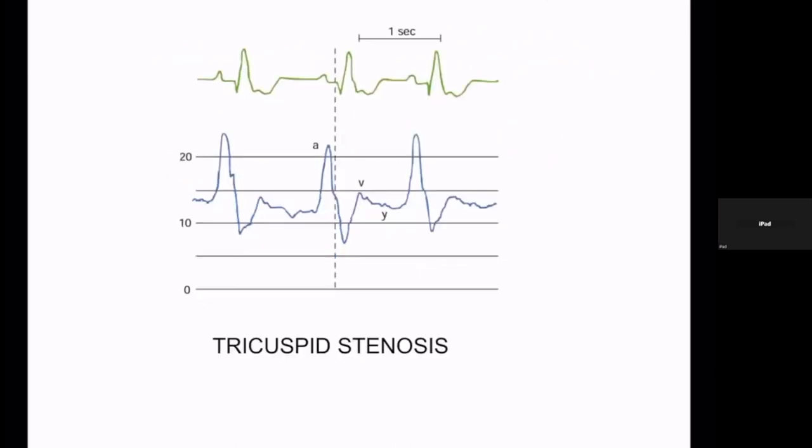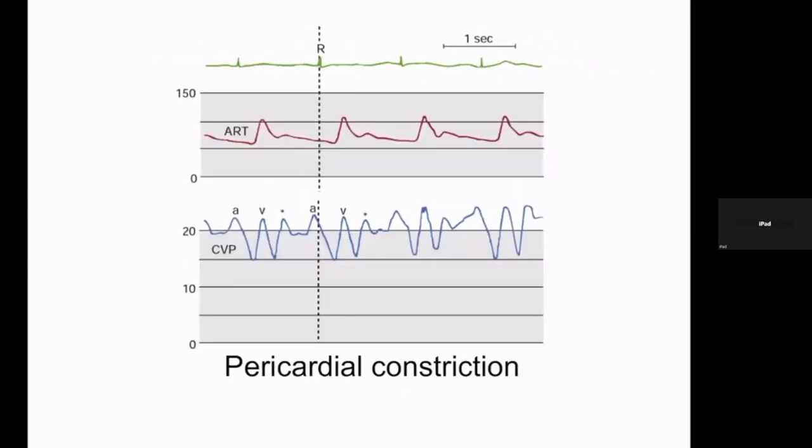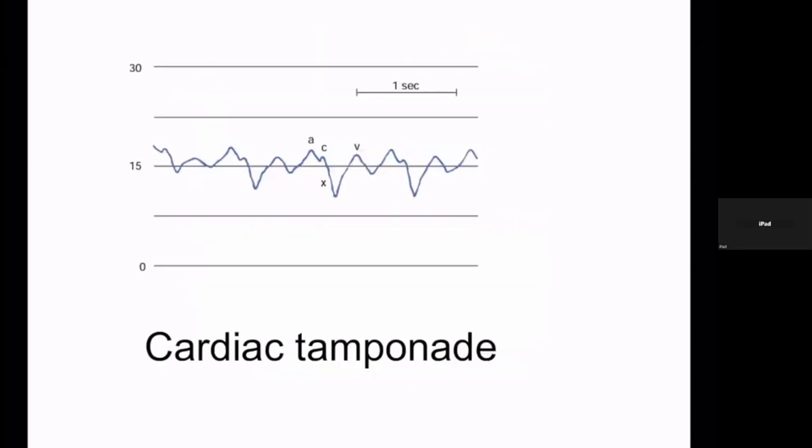Then coming to tricuspid stenosis, where the Y descent becomes obliterated, followed by a big A wave. Then coming to pericardial constriction, where A and V waves become bigger with steeper X and Y descent. Then coming to cardiac tamponade. Here, A and V waves become big with the Y descent obliterated.